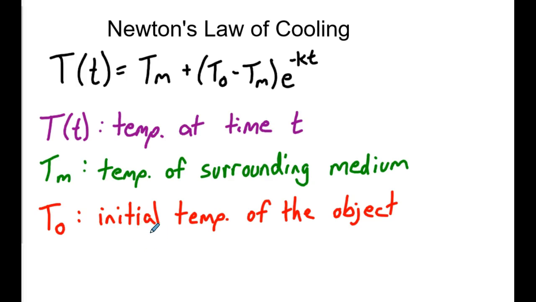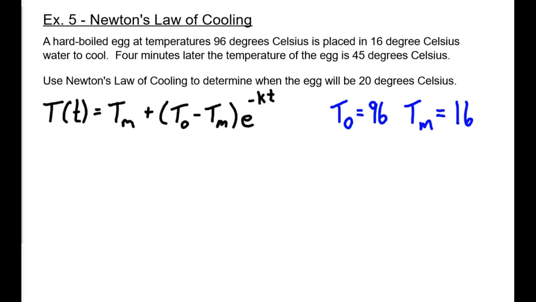So what Newton's law of cooling does is allow us to determine how long an object takes, when placed in an environment that has a different temperature, to reach the surrounding temperature. Or vice versa, if we know the time that the object's been placed, we can use this formula to determine the temperature of the object. So example 5, Newton's law of cooling.